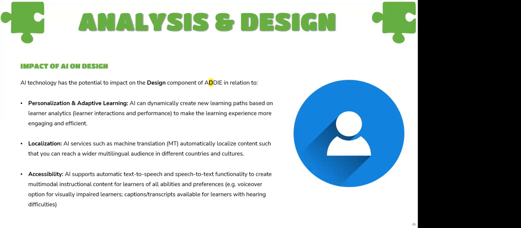And then the third piece we mentioned as well was around accessibility. As we know, learners have different abilities and different preferences on how they like to learn or how they're able to learn. And we can use AI to help us with that also.